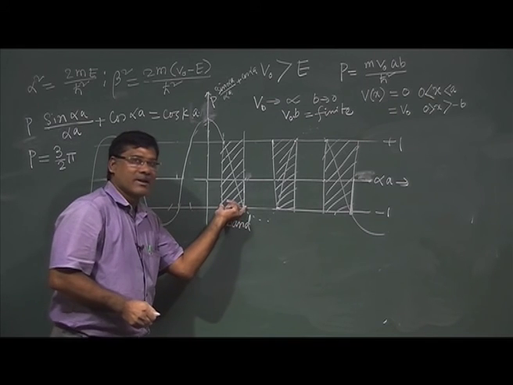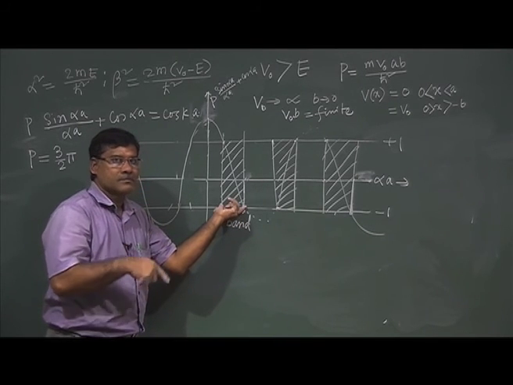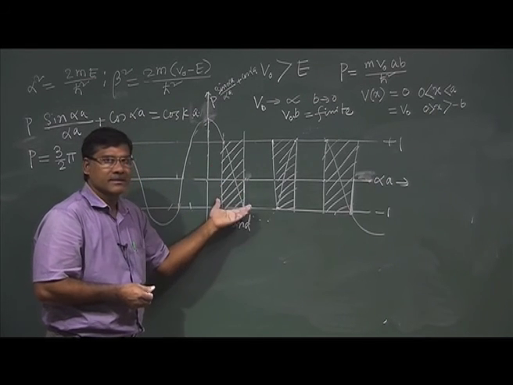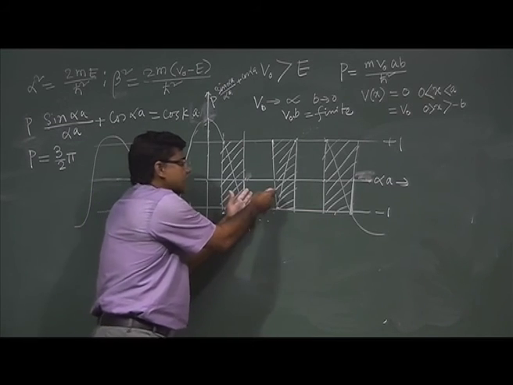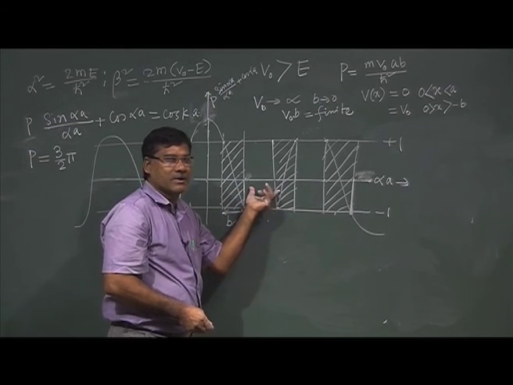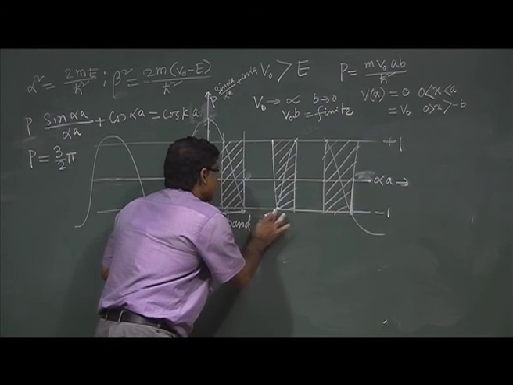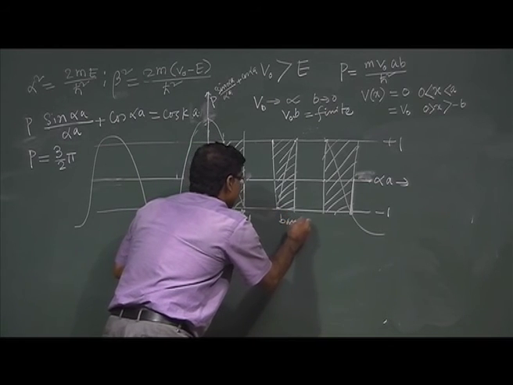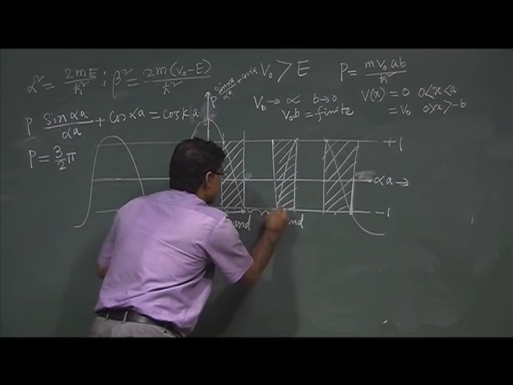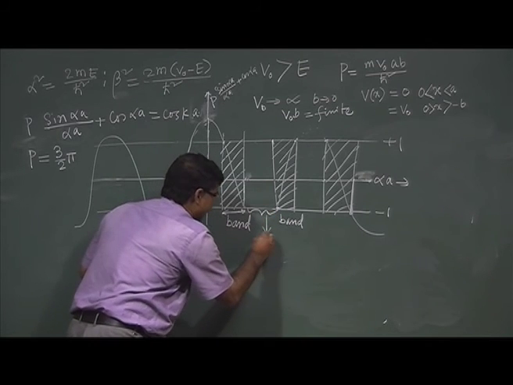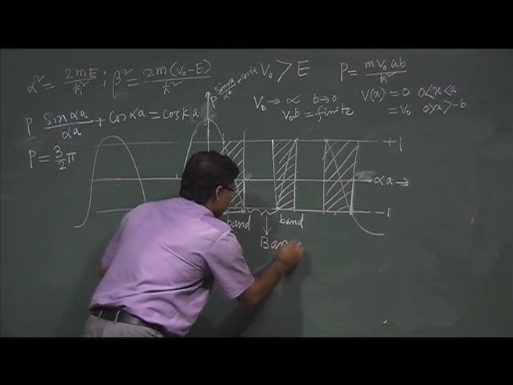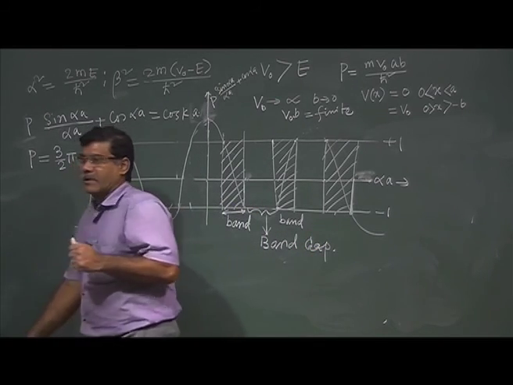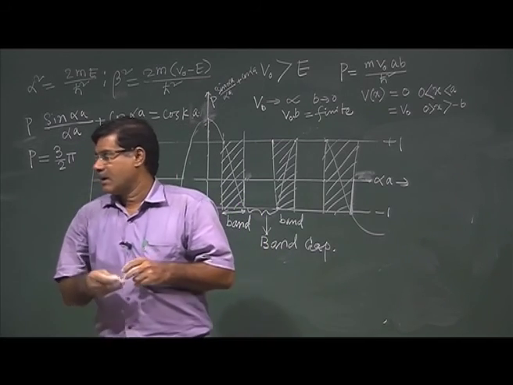So, here these energies are allowed, electrons can stay in this region, and in the other region electrons are not allowed. So, it is called the forbidden region. So, this is another band. So, between two bands is the forbidden region. So, this is called the gap, band gap. Okay. So, I think I have to stop.